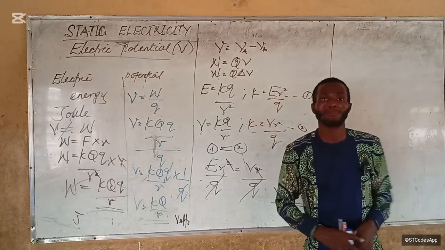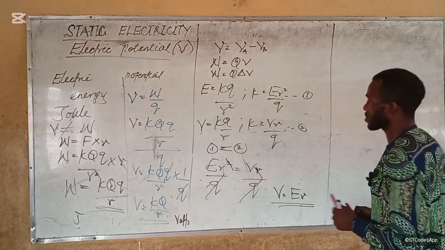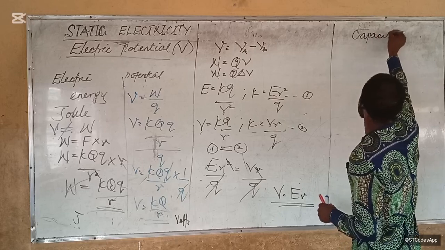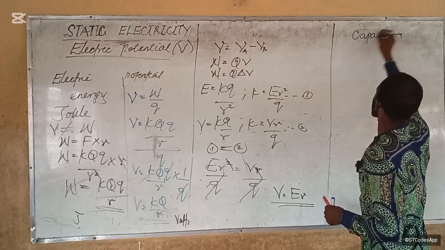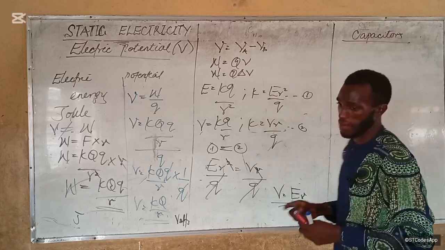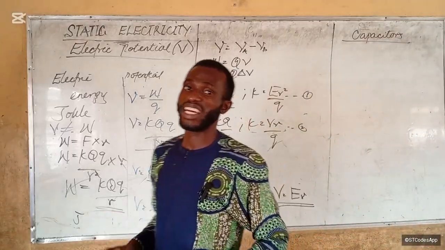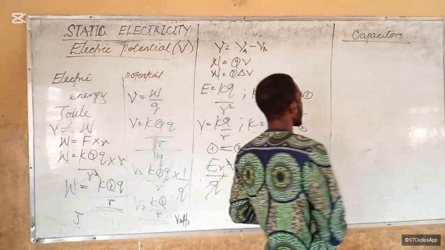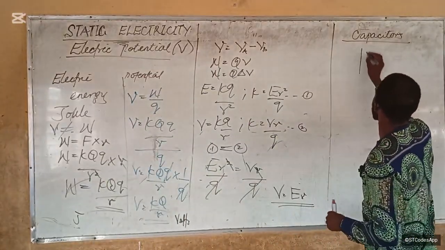Now, let's go to the last part of this, which is very important, and that is capacitors and capacitance. Now, what are capacitors? A capacitor is a device that is used to store electric charge. A capacitor consists of two parallel plates.